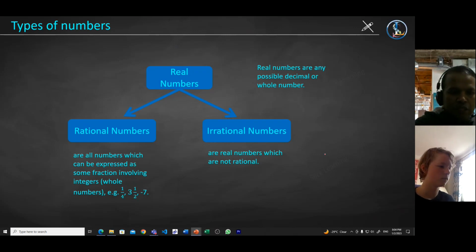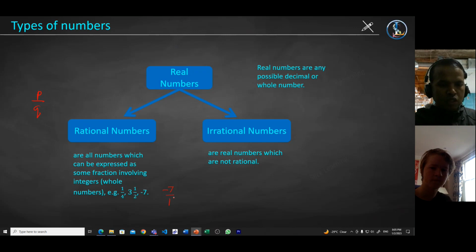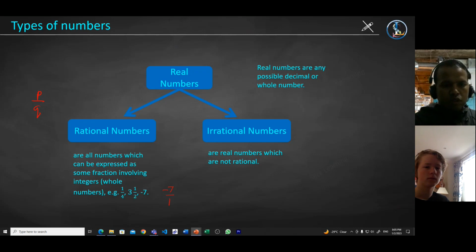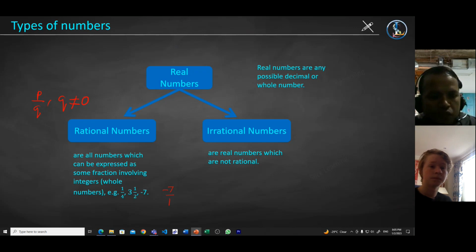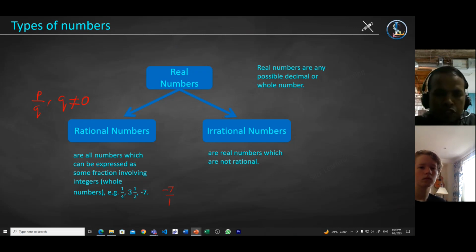A rational number means any number we can write in the form of p over q. For example, 1 over 4, or 3 and 1 over 2, or minus 7. Minus 7 can be written as minus 7 over 1. So any number that can be written in the form p over q, where q can never be 0, because if you put q equal to 0, p over q becomes undefined. This is the definition of a rational number.